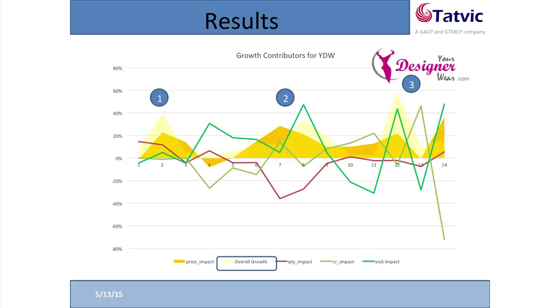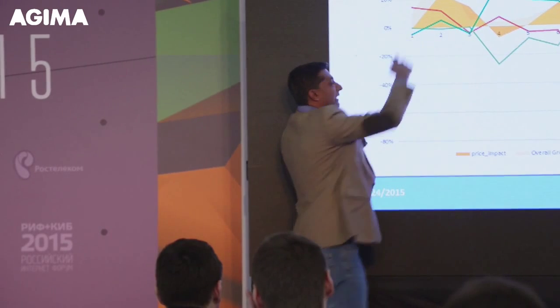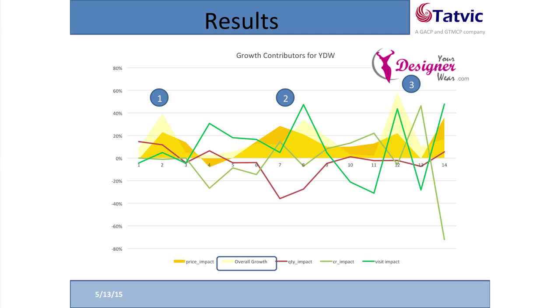And these are the results for one of the stores that we work with. Please bear with me, this will take a bit of explanation on my side. This yellow is the growth rate for every month. The dark yellow is the impact of price on that growth.